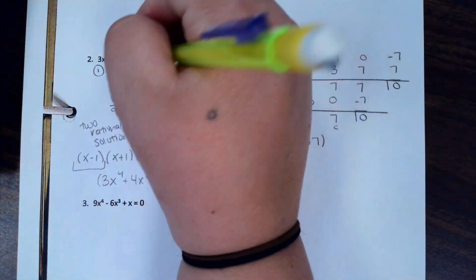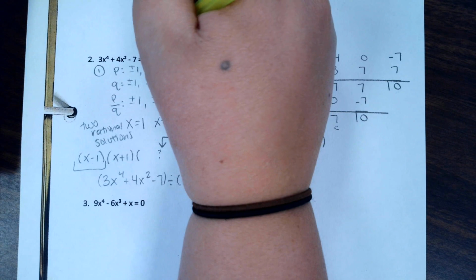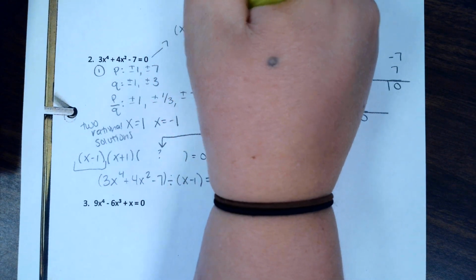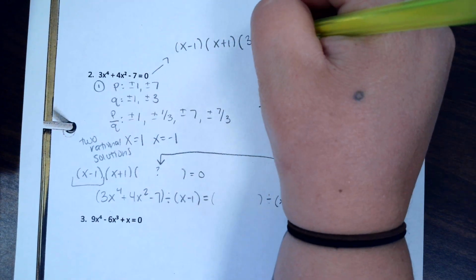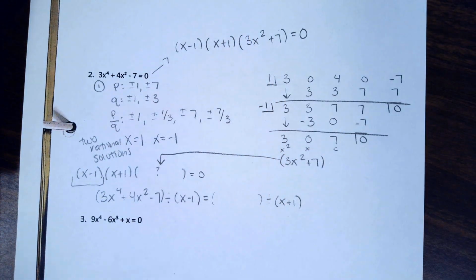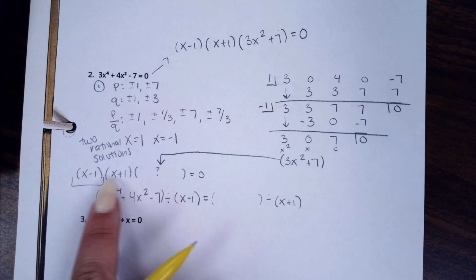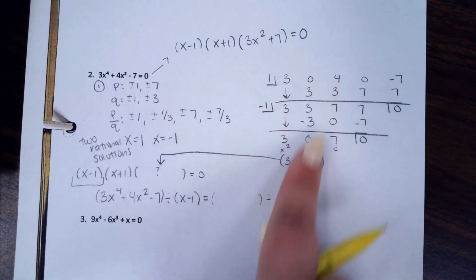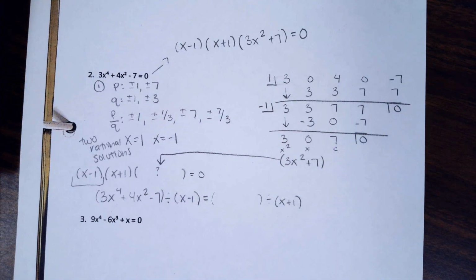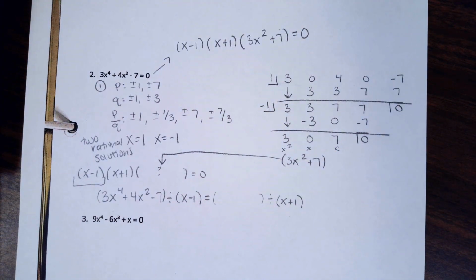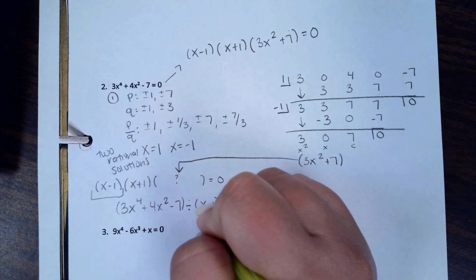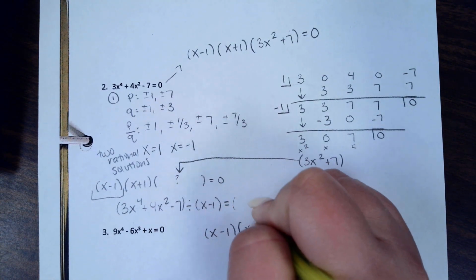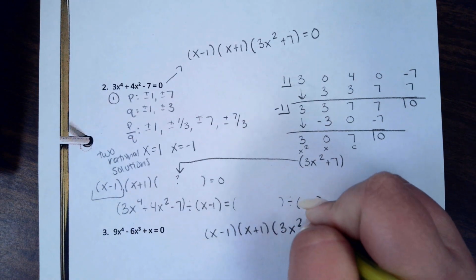But our original polynomial can be rewritten: x minus 1, x plus 1, 3x squared plus 7 equals 0. We found these using our P's and Q's in our calculator, and we found this by doing synthetic division. Now we have an equation that we can solve. So I'm actually going to bring this down here. Give myself a little more room.